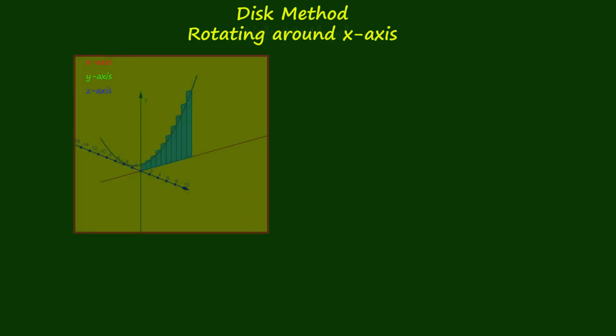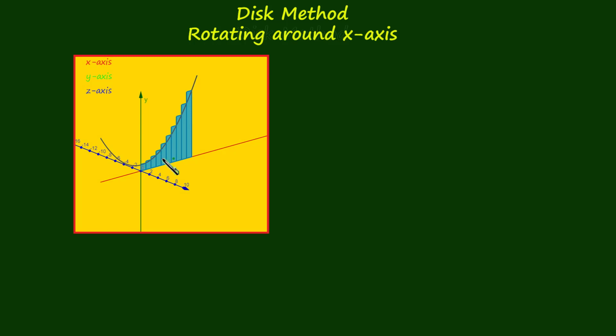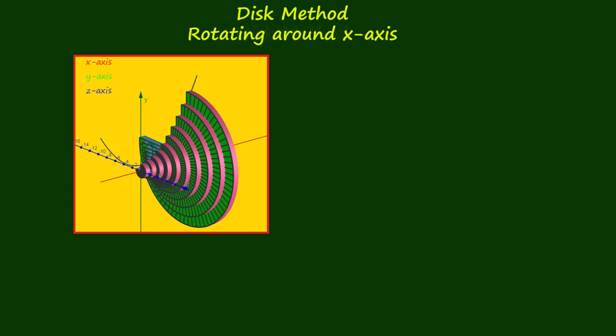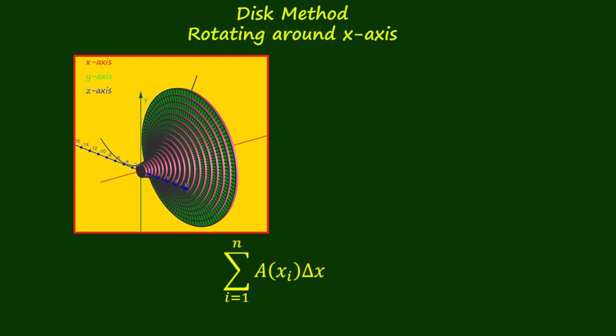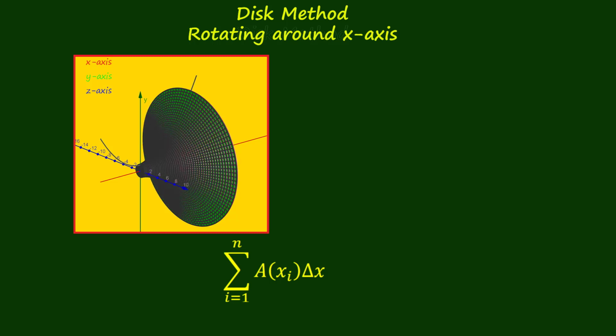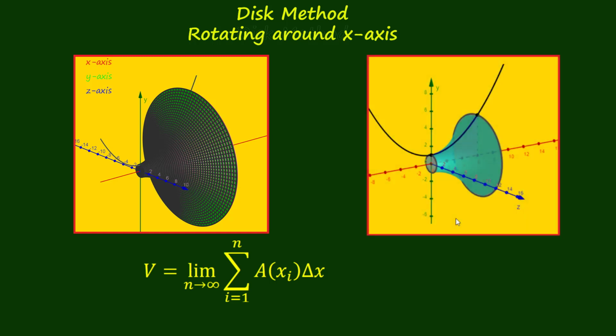Now imagine cutting the blue area into tiny rectangles perpendicular to the x-axis. When we revolve this tiny rectangle around the x-axis, we obtain a disk or a cylinder. It's easy to compute the volume of a disk. When we add up all of the volumes and increase the number of disks, the summation approaches the volume of a solid of revolution.